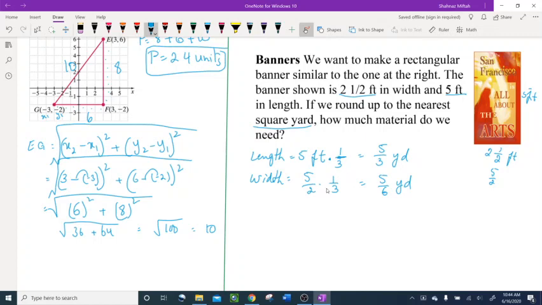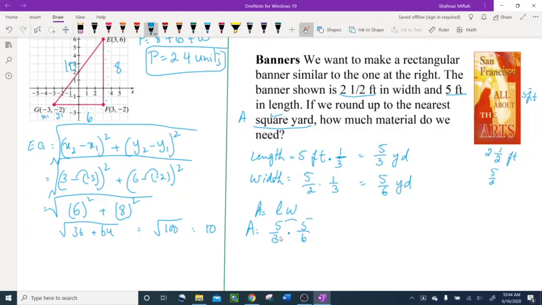Okay, now the question is asking, if we round up to the nearest square, how much material, square yard, which means square, that's area they are talking about. Remember, square feet, square yard, square anything, that's area. So what is the area formula for the rectangle? It was length times width. So area equals, the length was 5/3 in yards, another one width is 5/6 in yards.